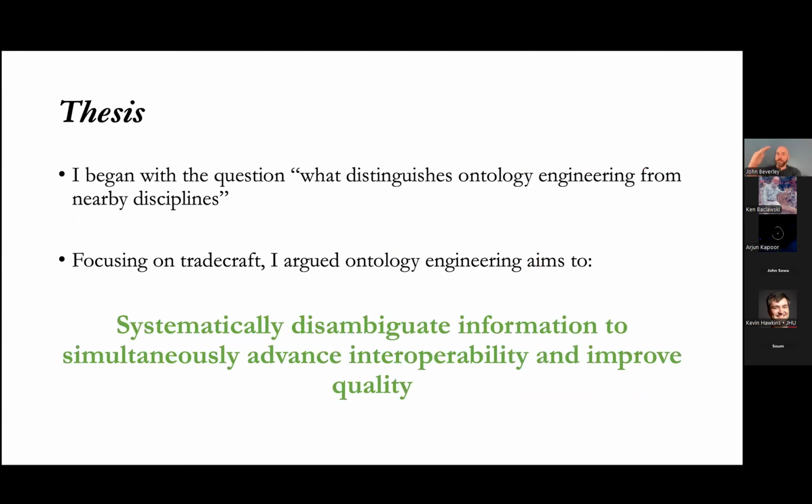Now, I began with this question, right? What distinguishes ontology engineering from nearby disciplines? Here's what I teach the students. If you disagree, let me know. But let me know now, because I'm teaching them this and I don't want to teach them the wrong thing. It is systematically disambiguating information to simultaneously advance interoperability and improve information quality. These are the strategies. This is our focus. This is our Northern Star.